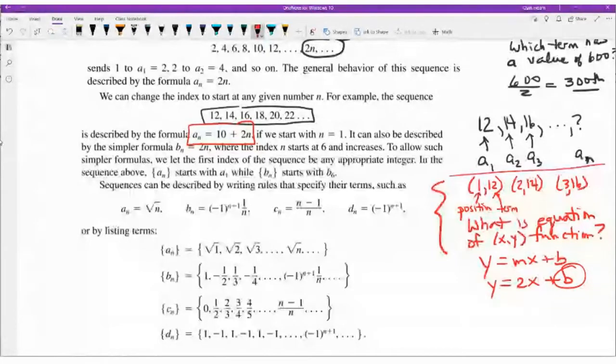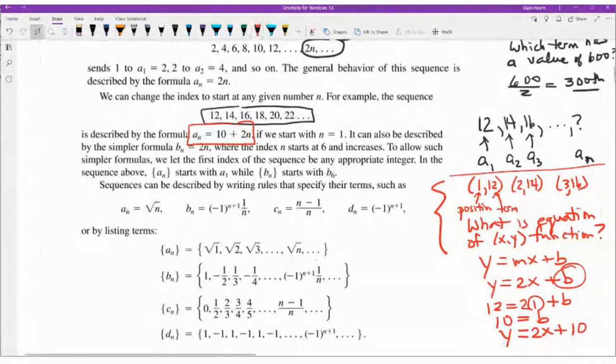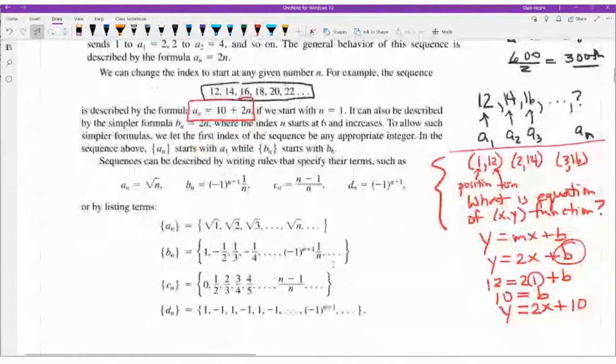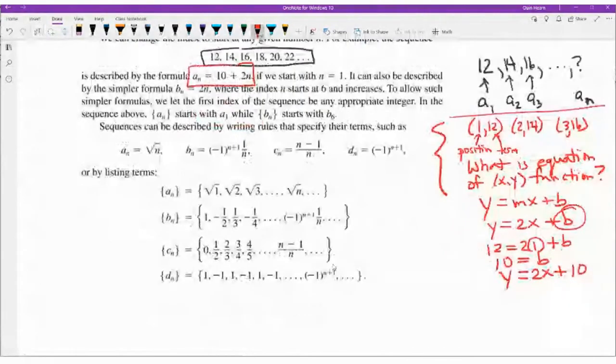So plug in one of the values, like for example (1, 12). You have 12 equals 2 times 1 plus b, and you get 10 equals b. The equation of the line would be y equals 2x plus 10. Now remember, I was using the position as the x, and the position we refer to as n. So instead of an x, I'm just going to write an n. And y is actually the term of the sequence, which we call a sub n.